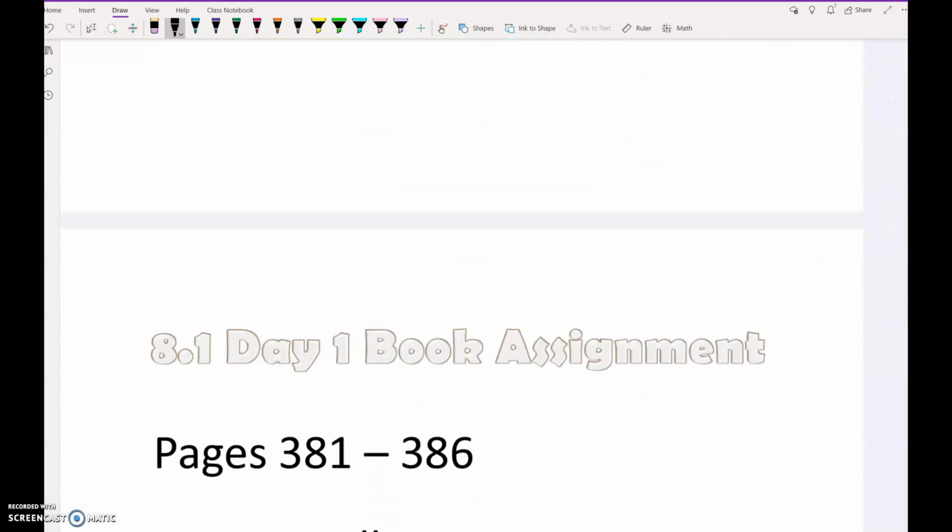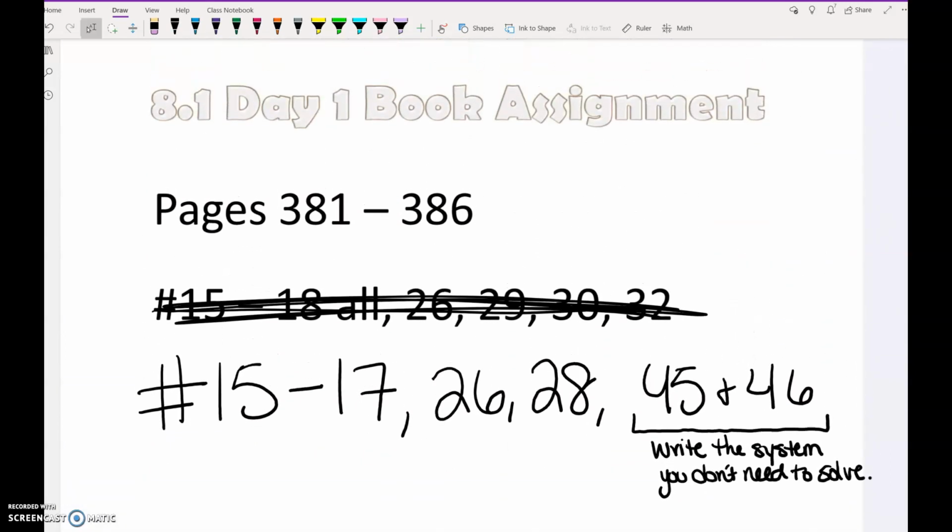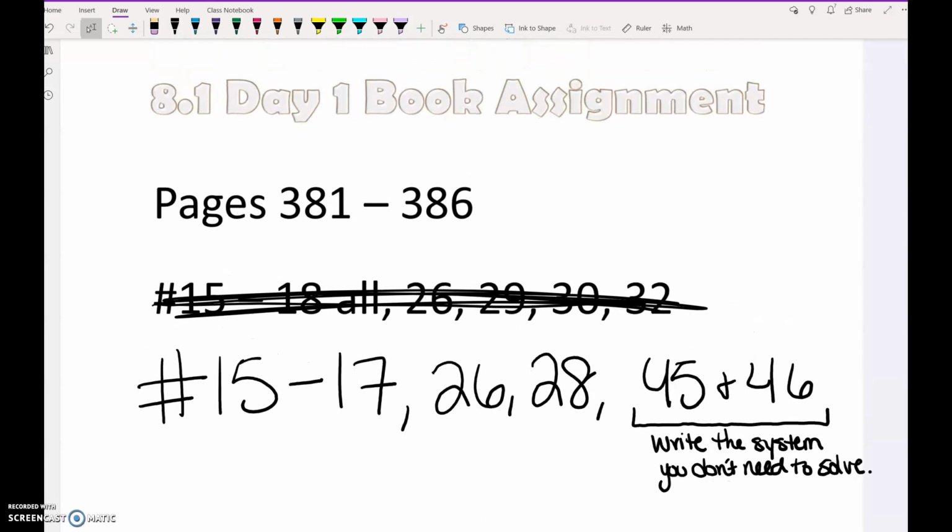So on your assignment, I have actually already changed the assignment. It starts on page 381. I've reduced the number of problems and changed it a little bit. I want you to do numbers 15 through 17, 26, 28, 45 and 46 are the word problems. You don't need to solve those. I just want you to try to write the system of equations.